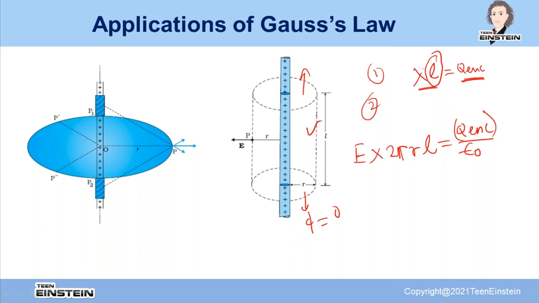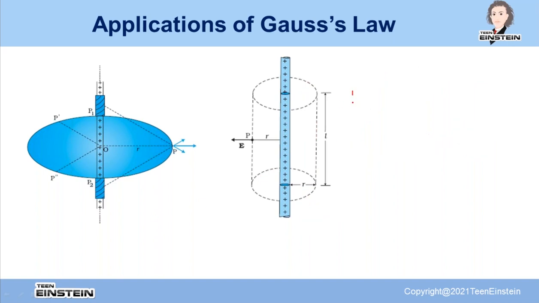So ultimately, on the left hand side the total flux through the Gaussian surface is E times 2 pi rL, and on the right hand side the charge enclosed is lambda into L divided by epsilon naught. Now L cancels from both sides, so what we get is E equals lambda by 2 pi epsilon naught r. This is the electric field due to this infinitely long wire at any distance r from the wire.